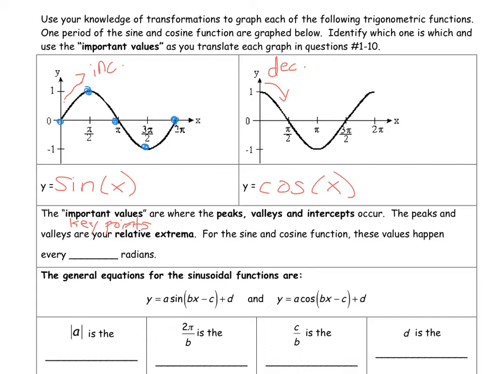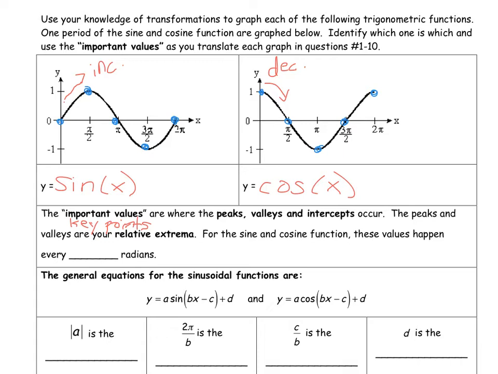And if you look at cosine, it goes the same way. We start at the top, but then we have an x-intercept, we have a minimum value, another x-intercept, and a maximum value. So there are 5 of them. Well, how do we figure this out? Look closely where they occur. It happens at 0, and then again at pi over 2, and then at pi, and then 3 pi over 2, and then 2 pi.